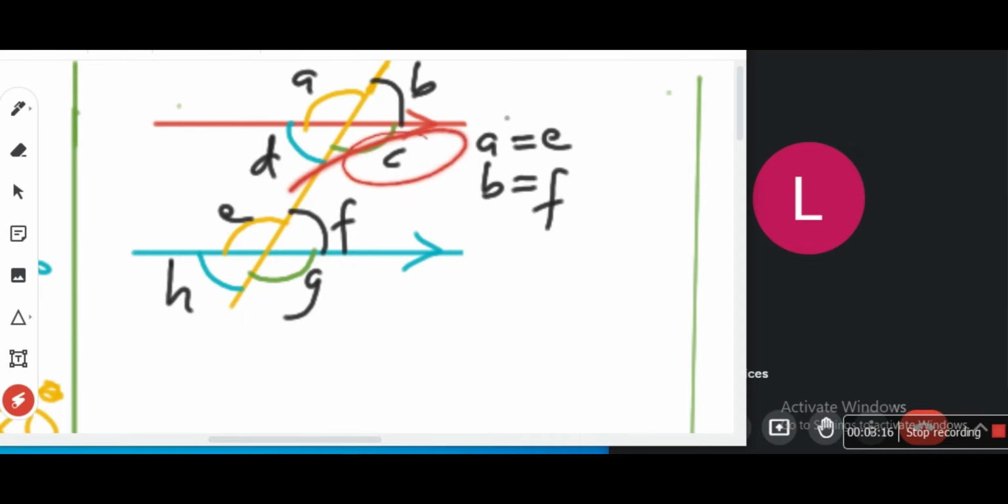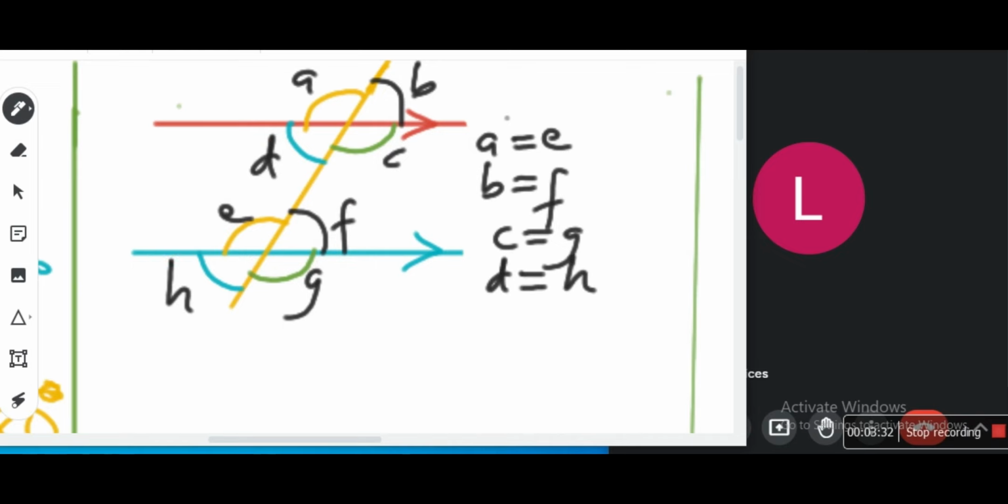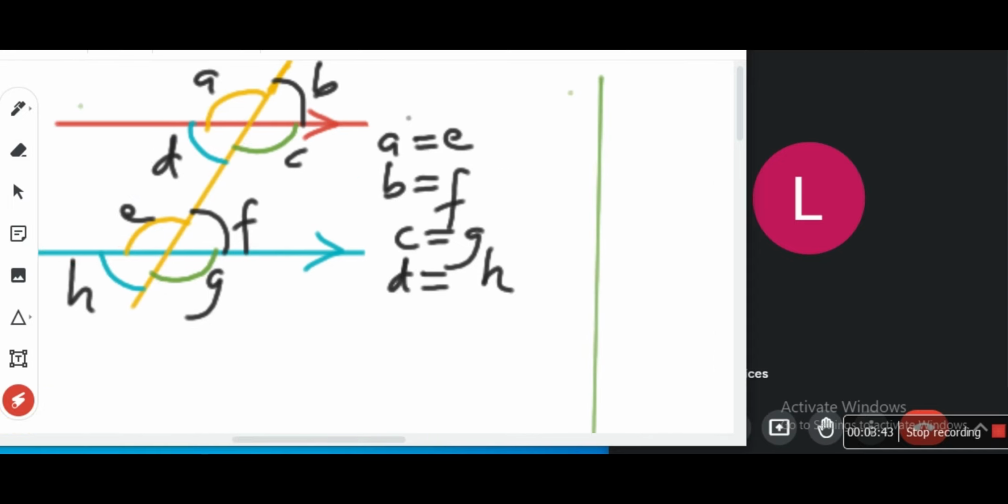Then C is equal to G, and D will be equal to H. This D is equal to this H. Okay, so they are all called corresponding angles.